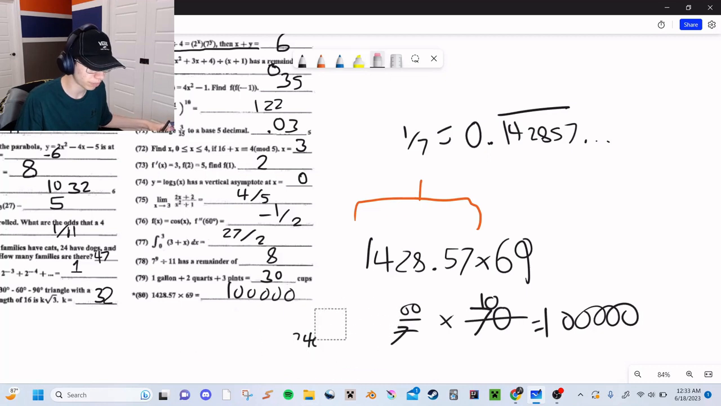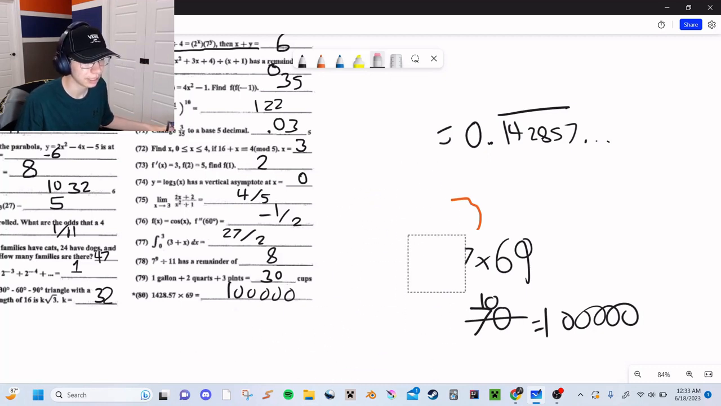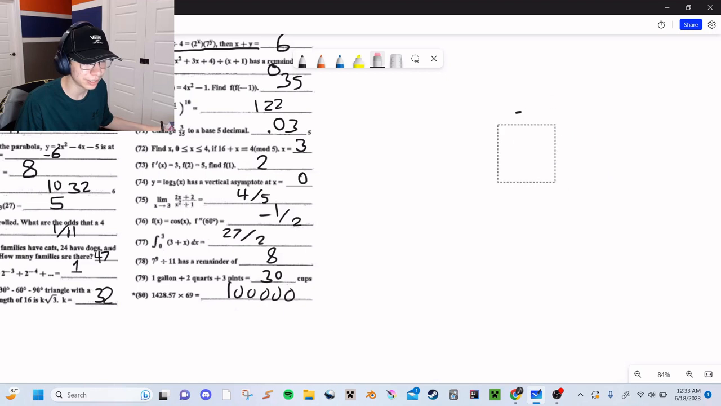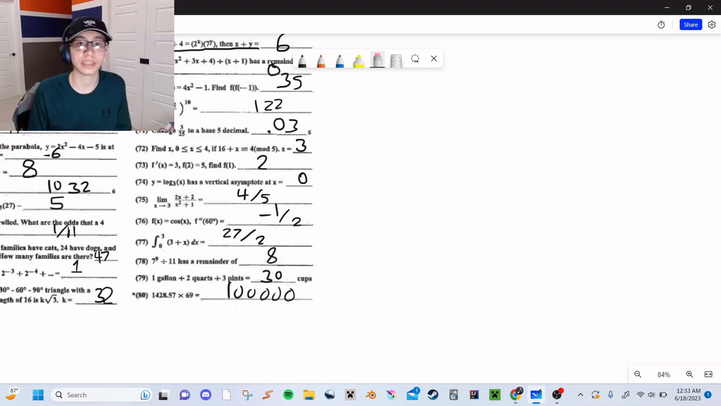Alright, so that is the whole second page of the UIL A number sense test from 2018.